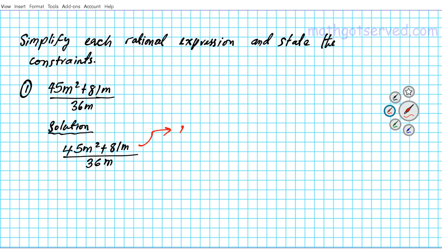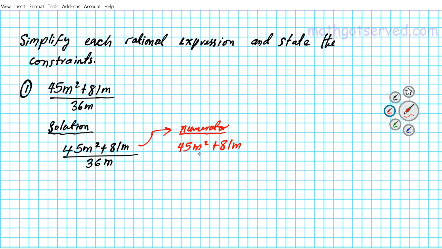Alright, so let's start with the numerator. Pull the numerator to the side. The numerator that we have here is 45m squared plus 81m. So what do they have in common? We can clearly see that they have 9m in common, so we're going to factor that out.